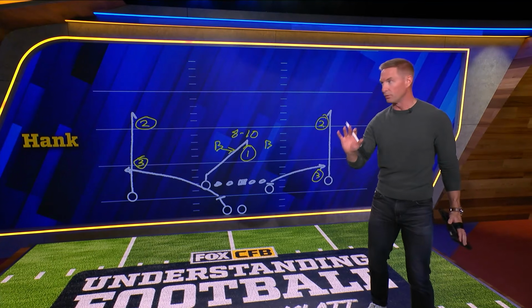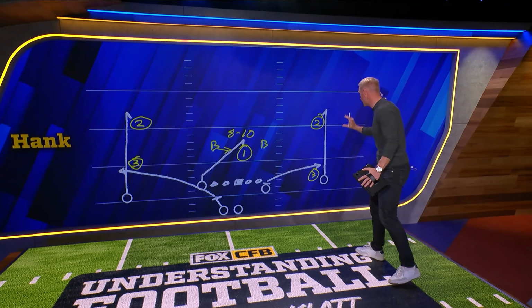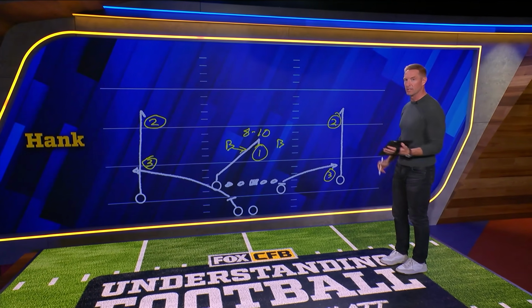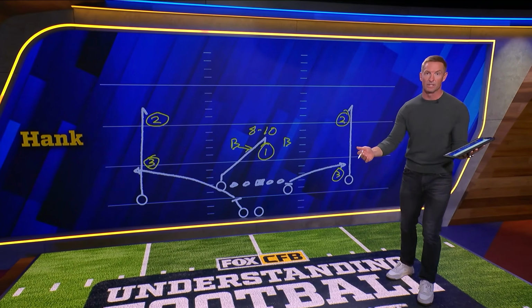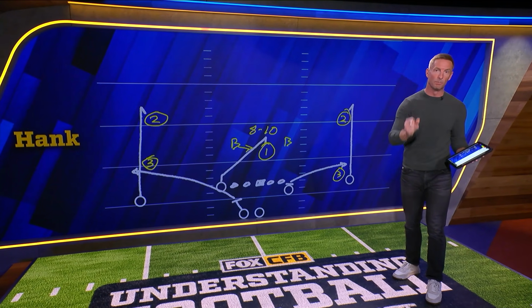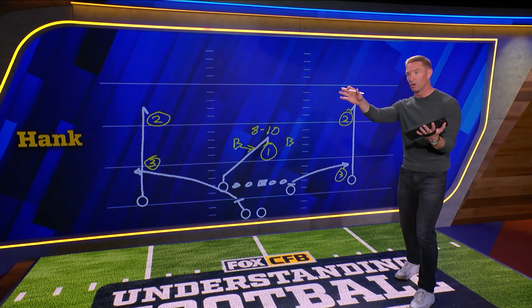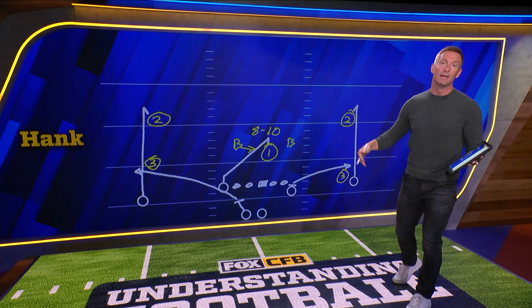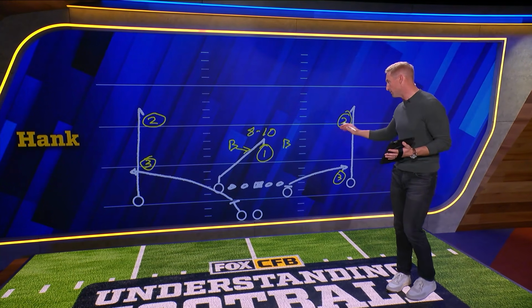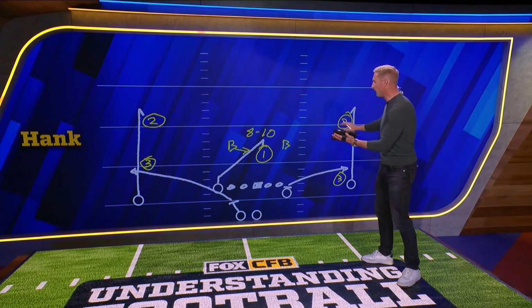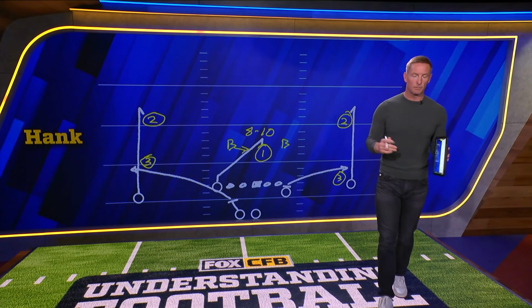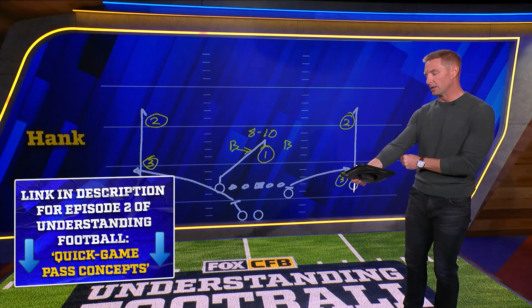And now I'm reading curl to flat. And I'm high to low based on these defenders on the outside. And it's just a progression read on that side. If the curl is open, he gets the ball right on his frame. If he's not, I go to the flat. And if he's not open, now I'm running for my life on either side because I don't have that bona fide check down.